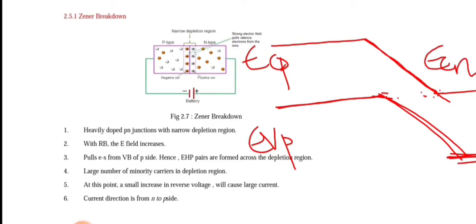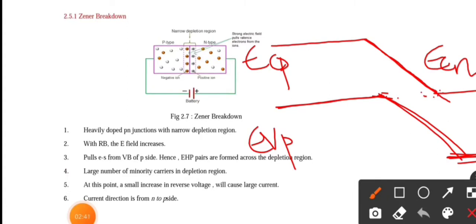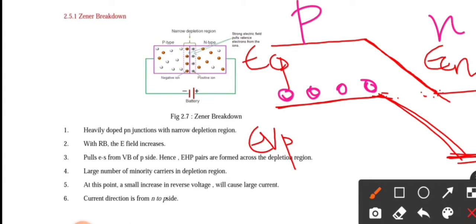In the valence band of this P region, there will be some electrons present, which are the minority charge carriers in the P. This is a heavily doped p-n junction. So certain minority charge carriers, which are electrons, will be present in the covalent bonding of the p-type semiconductor. Some electrons are present in the valence band. Here in the conduction band we have many vacant spaces, right?